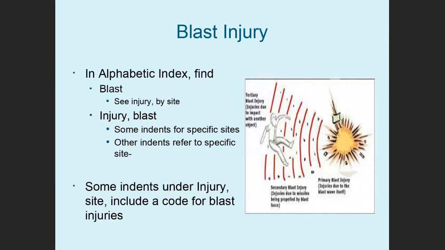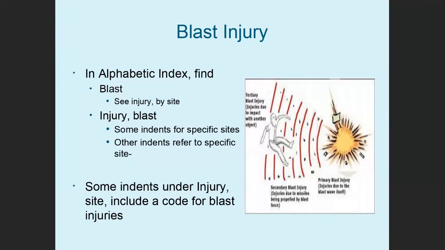Okay, blast injuries. Blast injuries are caused by explosions. The primary blast injury is due to the blast wave, the motion, the air, the impact to the air. Secondary blast injuries are missiles or objects propelled by the blast. So how do you look that up? In the Alphabetic Index, the main term blast refers you to injury by site. Under the main term injury, there is an indent for blast. Many of the subterms here will refer you back to injury by site, but there are some injury by site entries that include a specific code for blast.